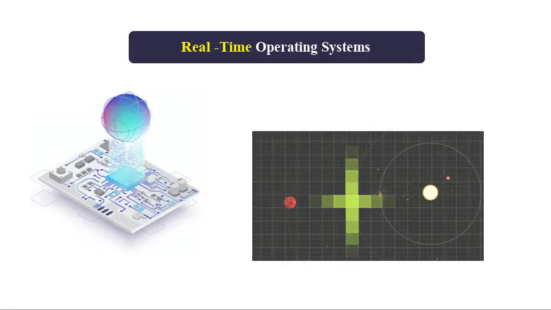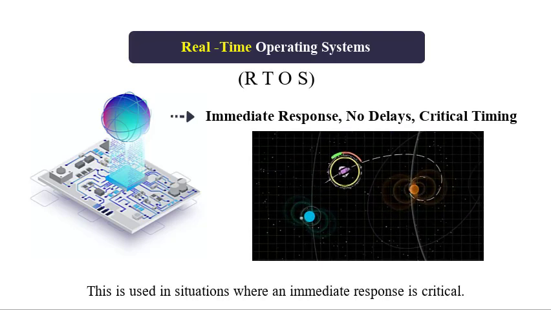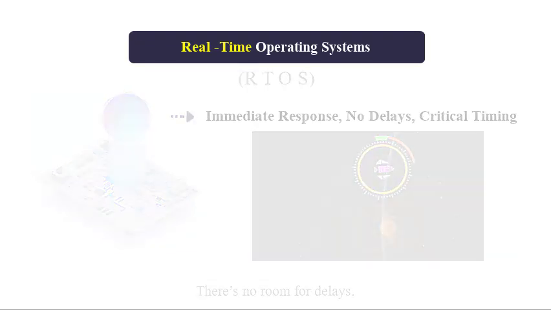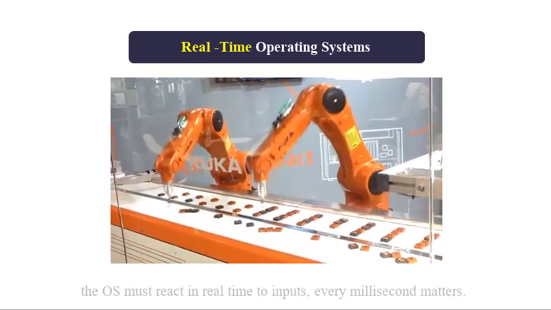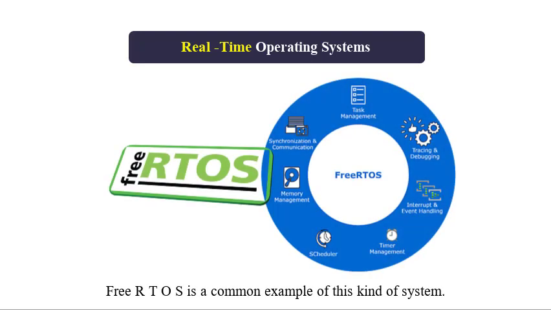Real-time operating system, RTOS. This is used in situations where an immediate response is critical. There's no room for delays. For instance, in a pacemaker or a robotic arm on an assembly line, the OS must react in real time to inputs. Every millisecond matters. FreeRTOS is a common example of this kind of system.